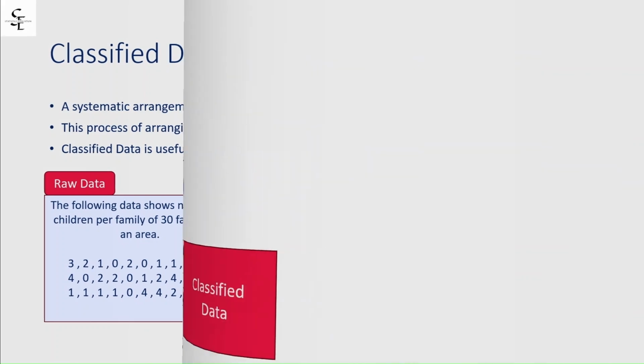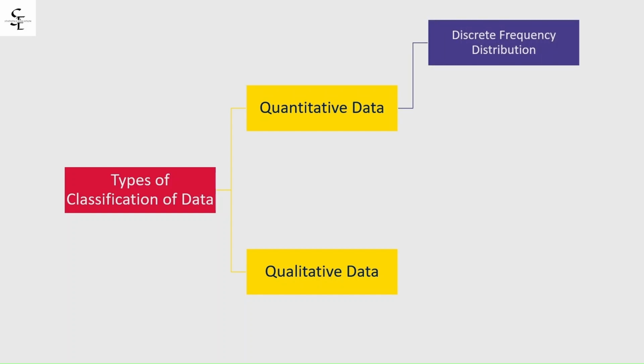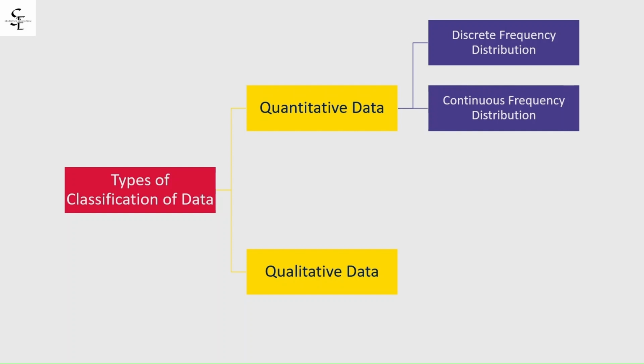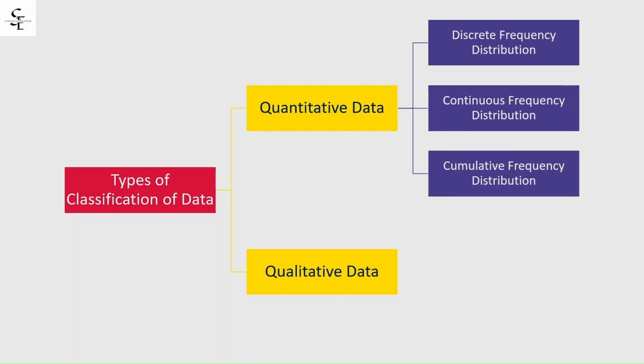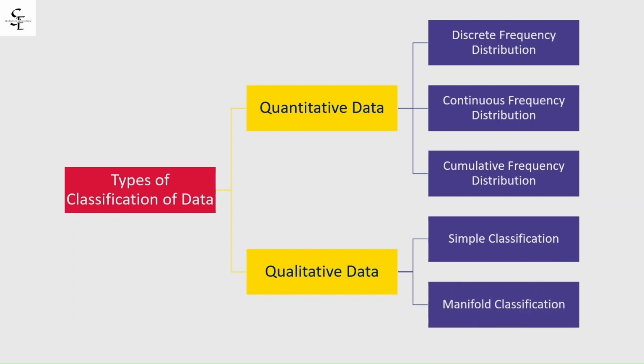Now let's learn about the types of classification of data. The classification of data can be of two types. One is classification of quantitative data and the other one is classification of qualitative data. The quantitative data classifications are of three types. The first one is discrete frequency distribution, the other one is continuous frequency distribution, and the third one is cumulative frequency distribution. And the qualitative data classifications are of two types. The first one is simple classification and the other one is manifold classification. In this video, we have covered discrete frequency distribution and the remaining classifications are covered in upcoming videos.